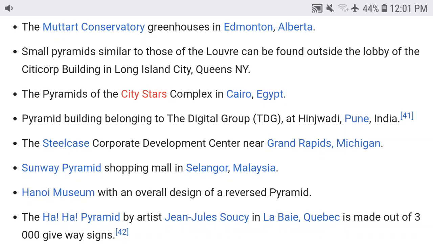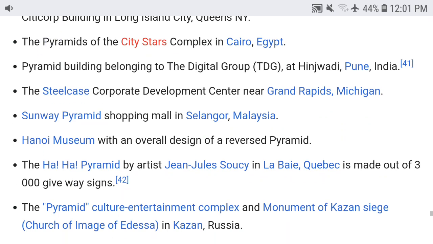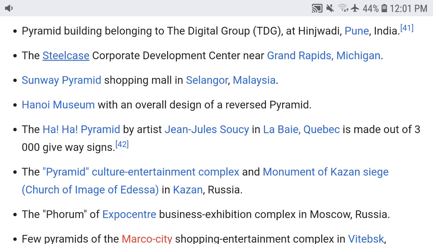The pyramids similar to those in the Louvre. Okay. Found outside the lobby of the Citicorp building in Long Island City, Queens, New York. Okay, that's U.S. as well. The pyramids of the City Stars complex in Cairo, Egypt. Okay, that's Egypt, Africa. The digital group at Hinjewadi, Pune, India. That's India as well. The Steelcase Corporate Development, Michigan. That's U.S.